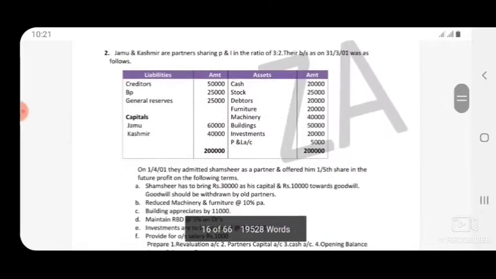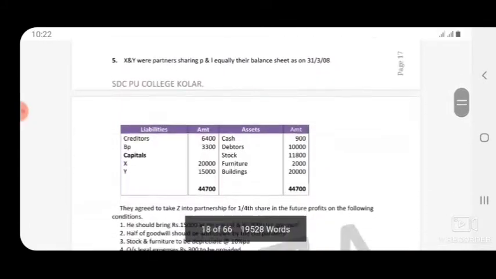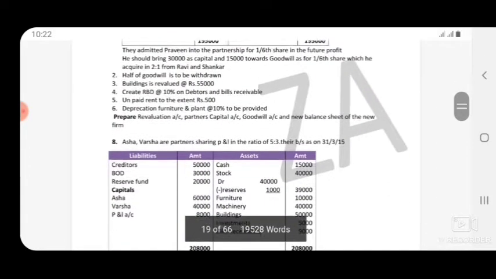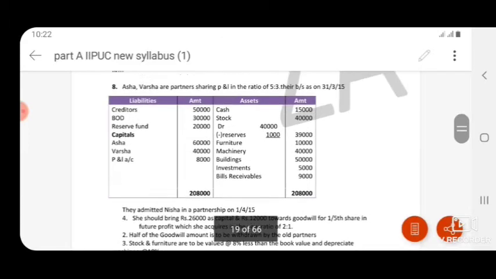So today I will work out one question here. Before going to work out on board, I will explain you the question. Asha, Varsha are partners sharing profits and losses in the ratio of 5:3, that is old ratio. Their balance sheet as on 31st March 2015. So this is old balance sheet of Asha and Varsha. Asha and Varsha we can call as old partners.